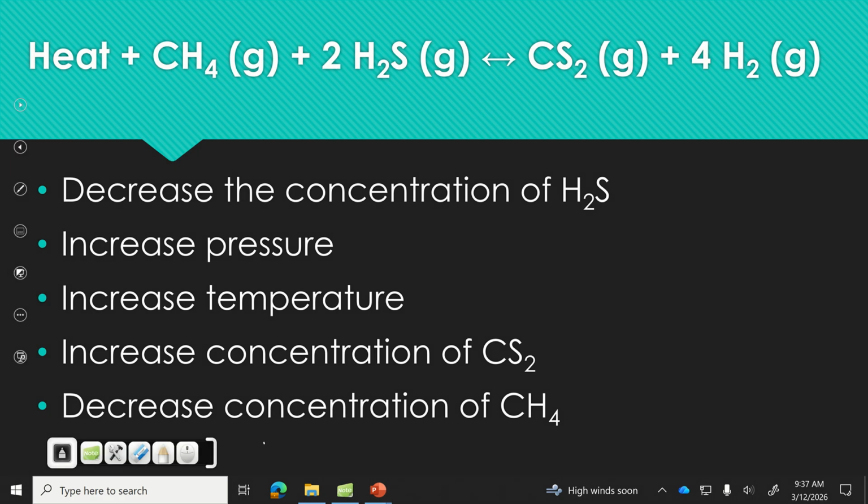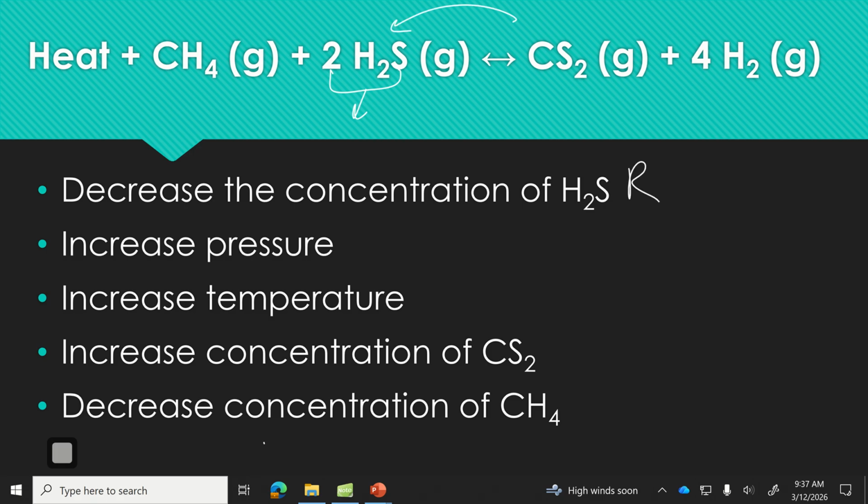All right, so this one you got very clearly heat is on the reactant side, so this is endothermic. Again, a lot of gases, everything is balanced. Let's go. Decrease the concentration of H2S. I'm pulling H2S out, so I need to replace that, so that's going to move toward the reactants. Increase pressure, so I need to add up. I have 3 gases on the reactant side and 5 gases on the product side. If I increase pressure, I want less gas, so that's going to support the reactants as well.